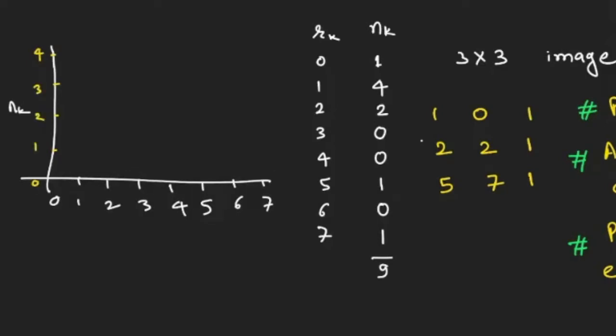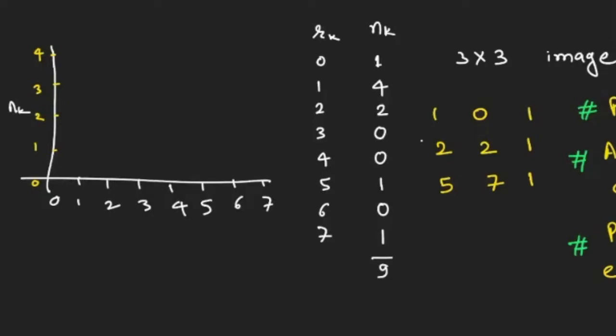So remember, a histogram is not a continuous line. Histograms are a discrete set of lines. Sometimes if our intensity values are so large, 8-bit, 16-bit, then it might appear to you as a line, but that is just a very closely spaced bar graph.